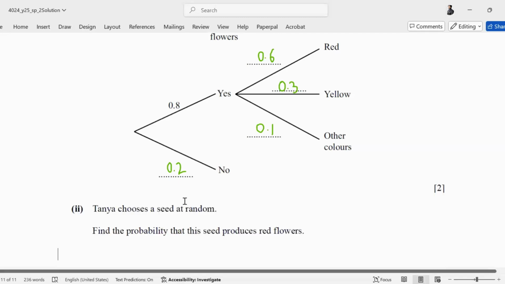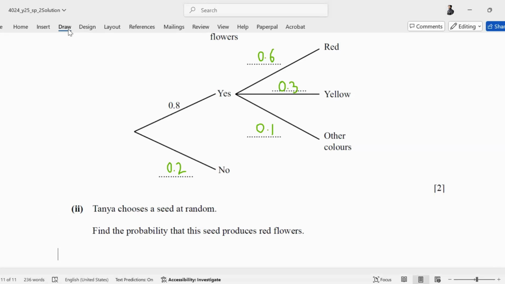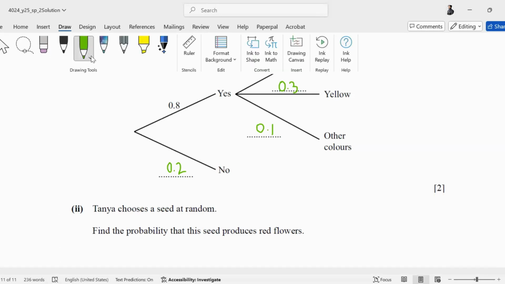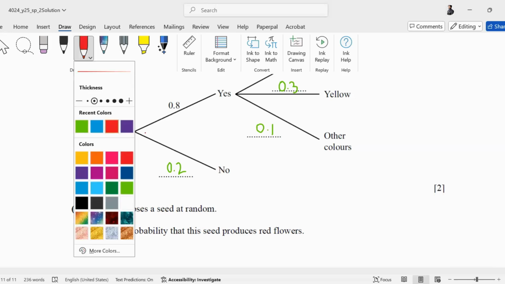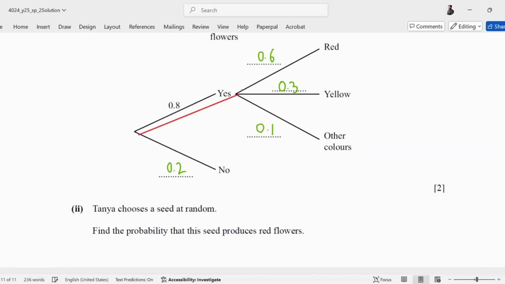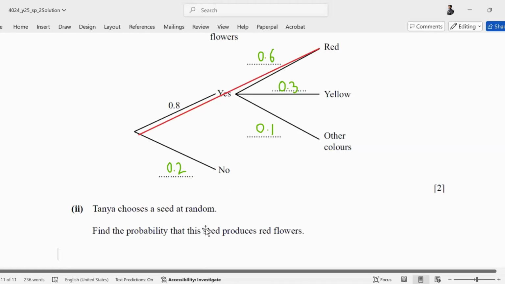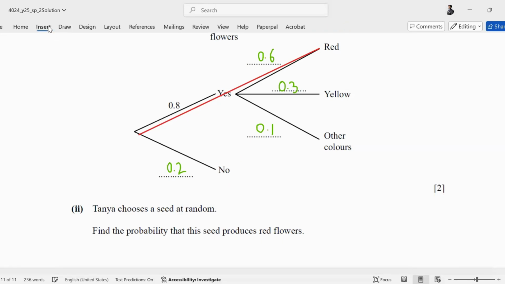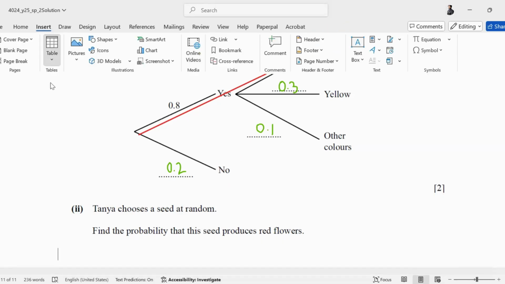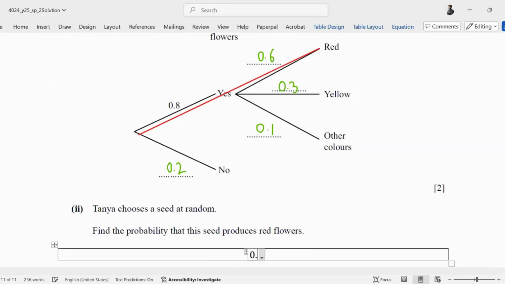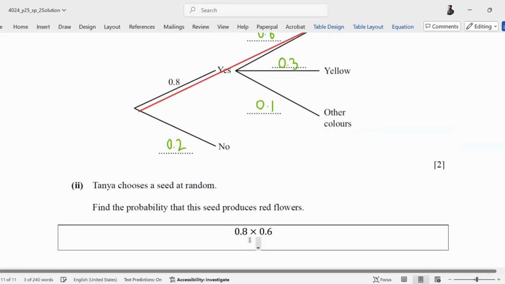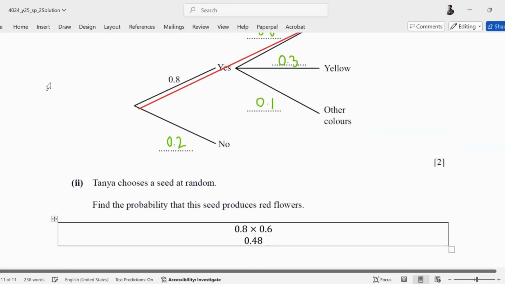Tanya chooses a seed at random. Find the probability that this seed produces red flower. Now, which path will we be following for red flower? We want it to produce seed, and we want it to produce red flowers. And the probability in a single path, we always multiply. So it produces a seed, which means 0.8, and it has red flowers, so we multiply by 0.6. The answer will be 0.48.